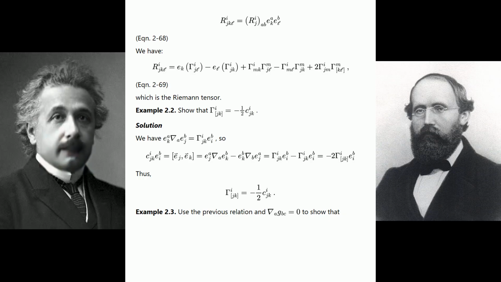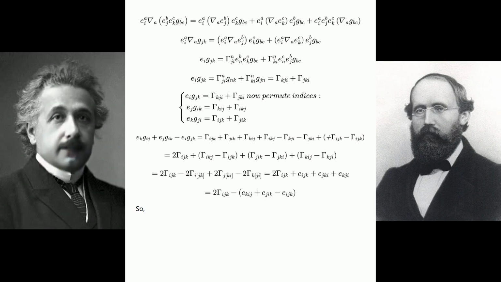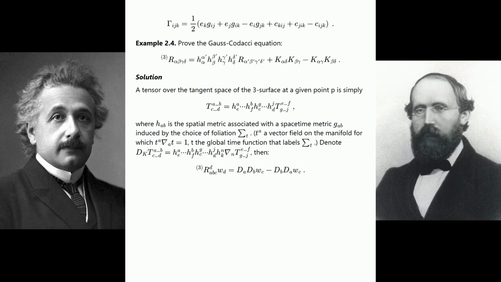Example 2.3. Use the previous relation and gradient sub a g sub bc equals 0 to show that, see the equation shown. Solution. See the equation. And we have, see the equations shown. So, see the next equation.